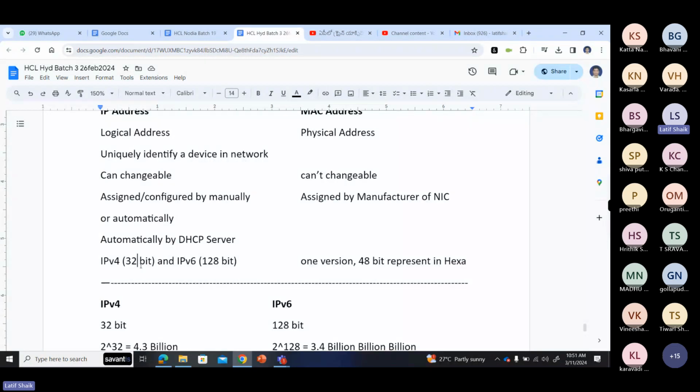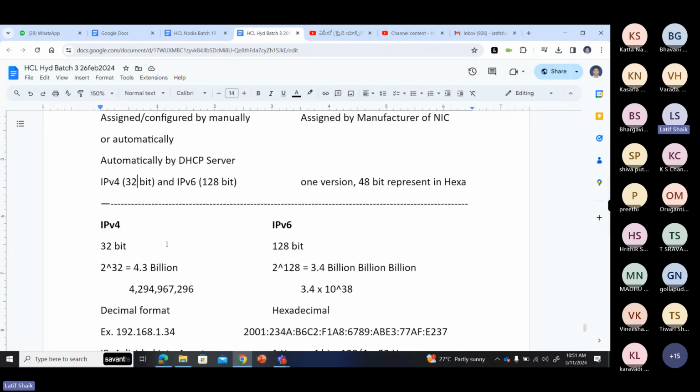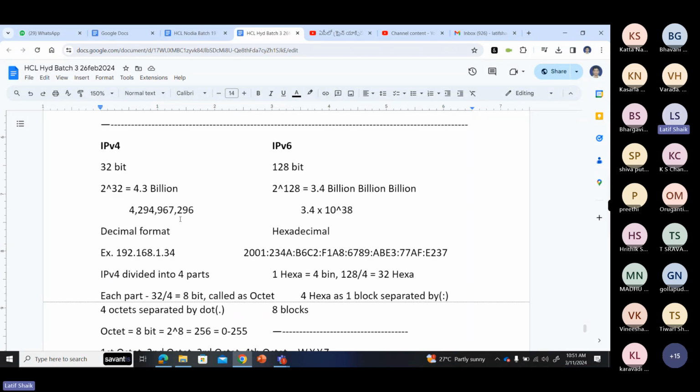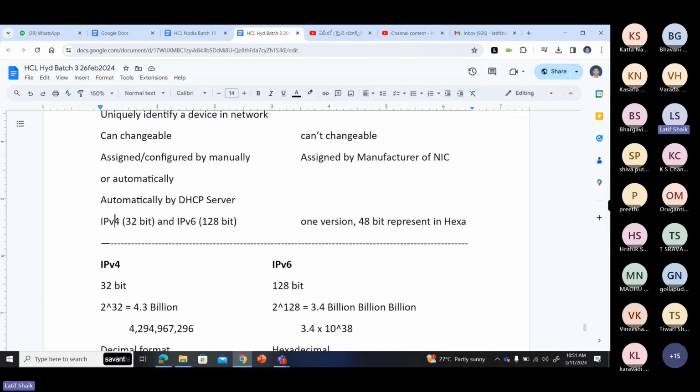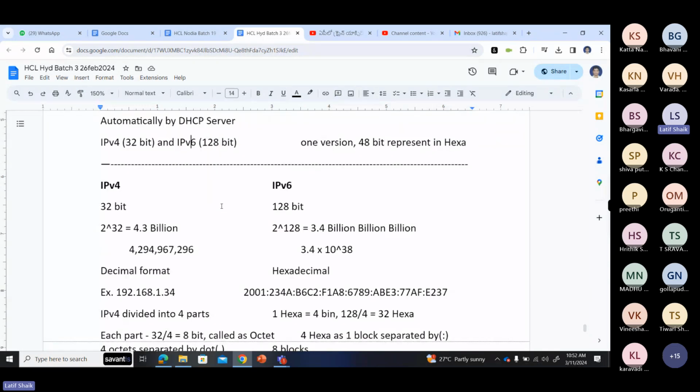So IPv4 is 32-bit and IPv6 is 128-bit. There is no 64 here. Please remember, because when you hear 32, the next one people say is 64. So be confident: IPv4 is 32-bit, IPv6 is 128-bit. There is no IPv5, no IPv7.